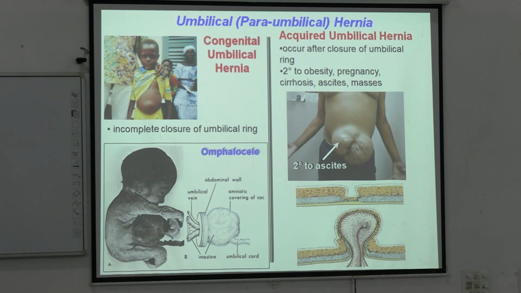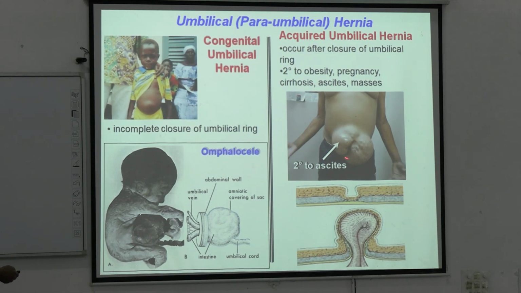Now, you see umbilical or paraumbilical hernia, congenital umbilical hernia. This is the congenital umbilical hernia, due to incomplete closure of the umbilical ring. Now, acquired umbilical hernia occurs secondary to obesity, pregnancy, cirrhosis, ascites, and masses.